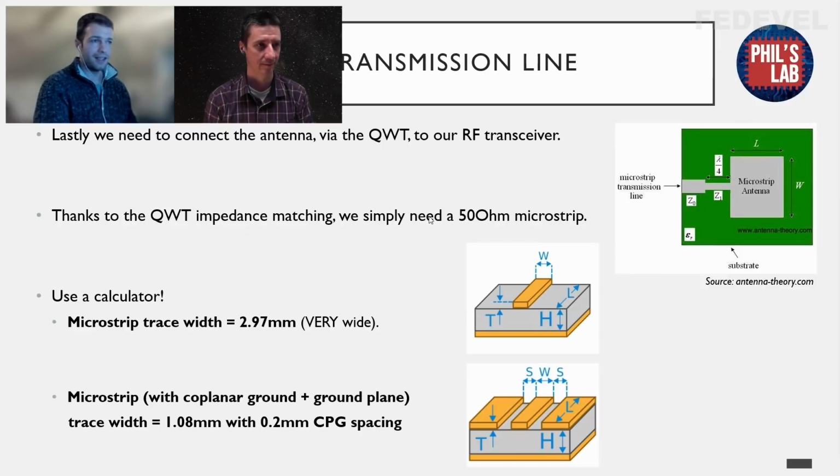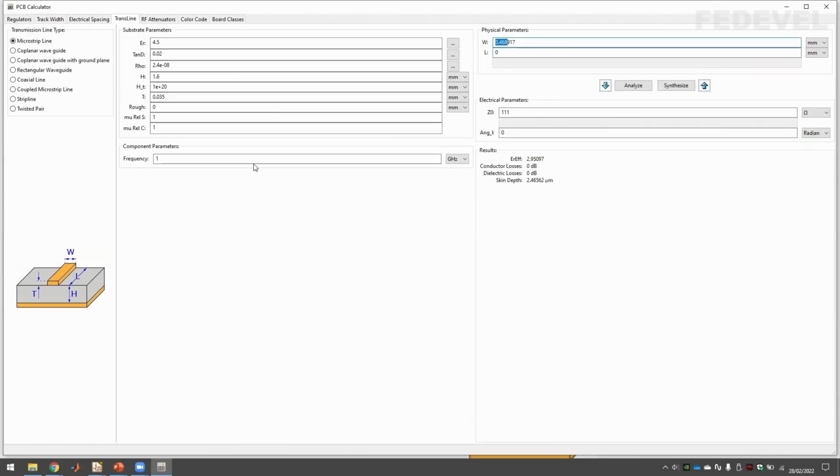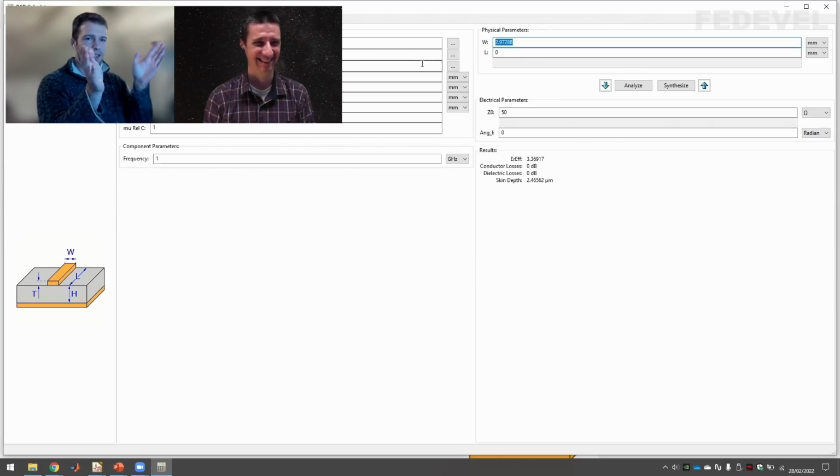And again, we use a calculator, and I'll just go back to the KiCad calculator. We want 50 ohms. So 50 ohms for the same board specs is about 3 millimeters, which is huge. If you imagine the ESP32 is a QFN 48 package, so a 0.25 millimeter pad width, and we have to go out to 3 millimeters. That's mental.